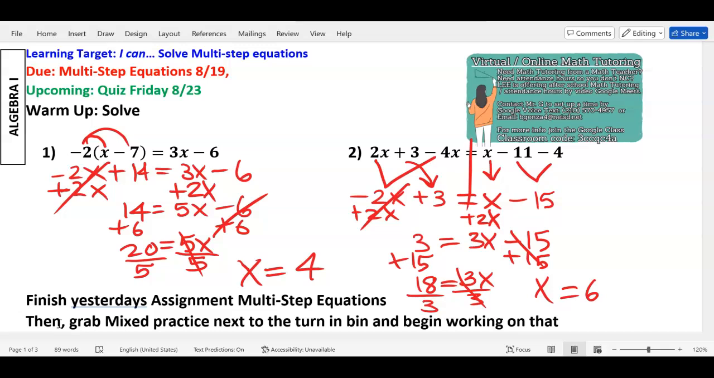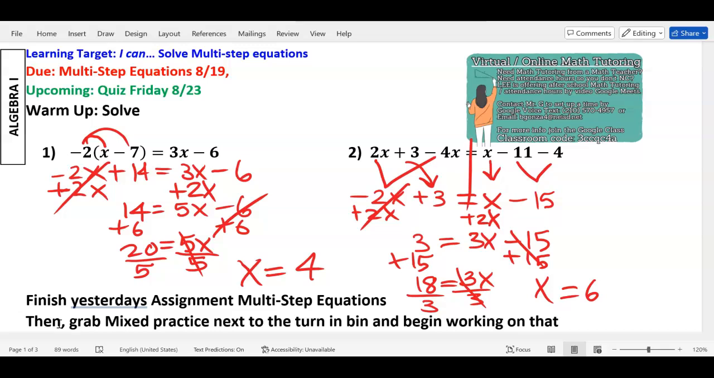So here's your priority, okay? If you still haven't turned in last week's stuff or need to fix last week's stuff, you can, but your priority is yesterday's assignment, okay? The one you got yesterday, multi-step equation. Does everyone see that down here at the bottom? Finish yesterday's assignment. If you lost it, please go get it out of the blue bin. If you finish yesterday's assignment, there's an assignment for today.